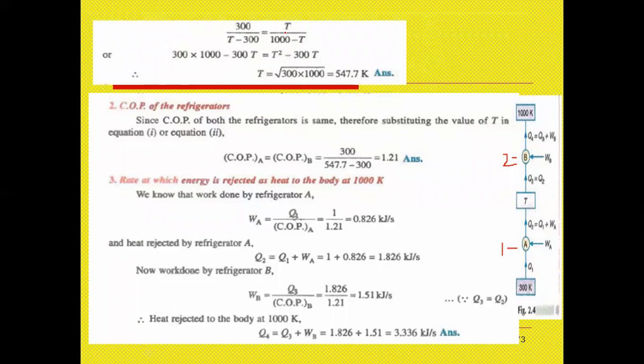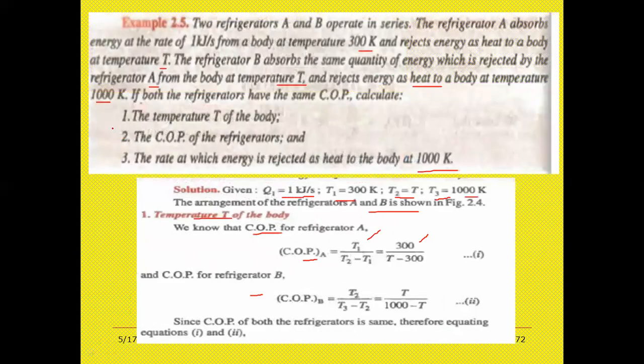Cross-multiplying, we get 300 into 1000 minus 300T is equal to T square minus 300T. Therefore, T is equal to the root of 300 into 1000, that is equal to 547.7 Kelvin. So we got the temperature T2. Do you understand? Now, what is the next thing you are having? The first one is completed. Next is the COP of the refrigerators and the rate at which the energy is rejected.